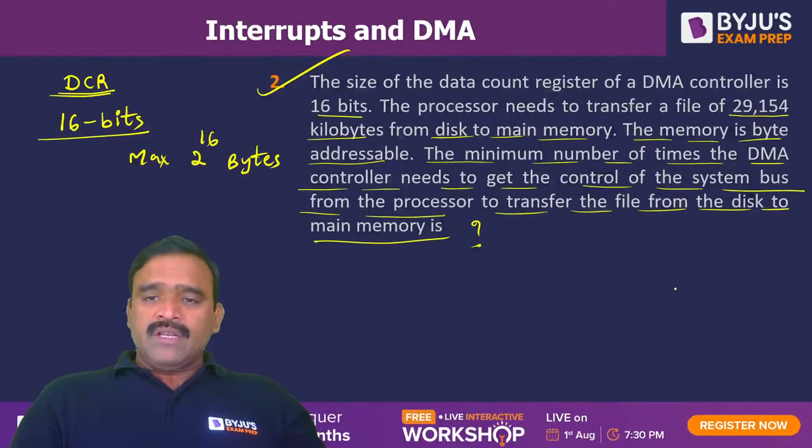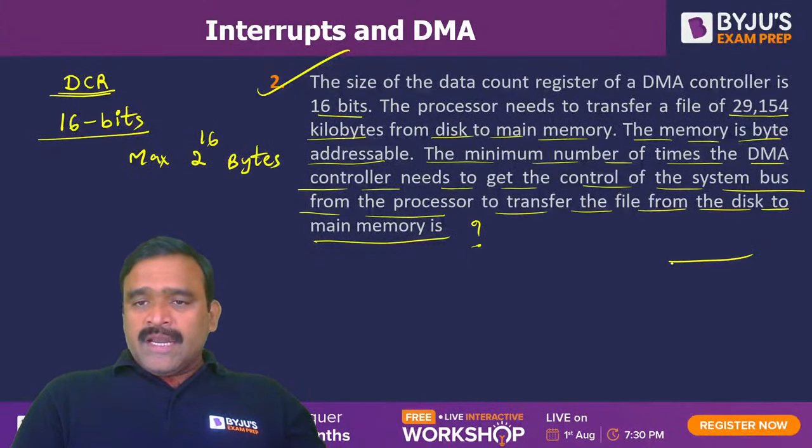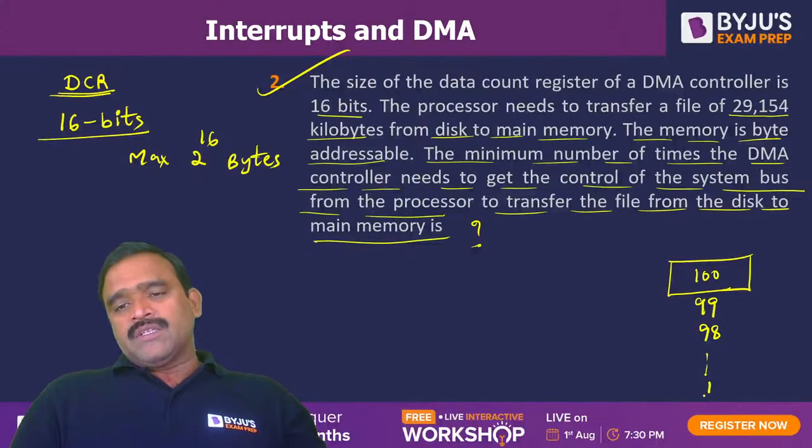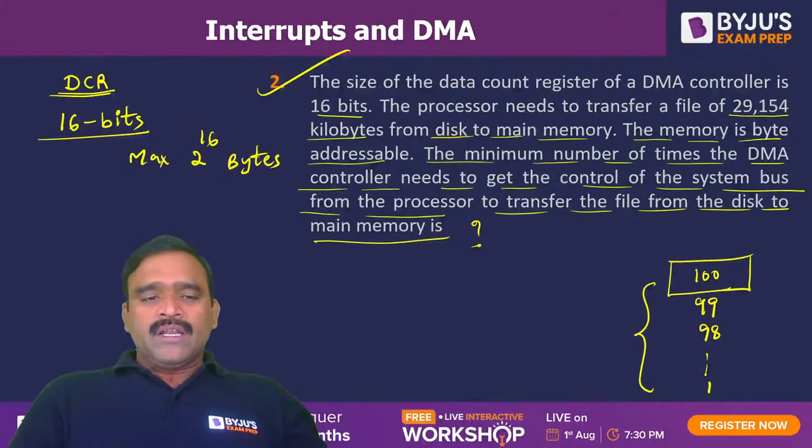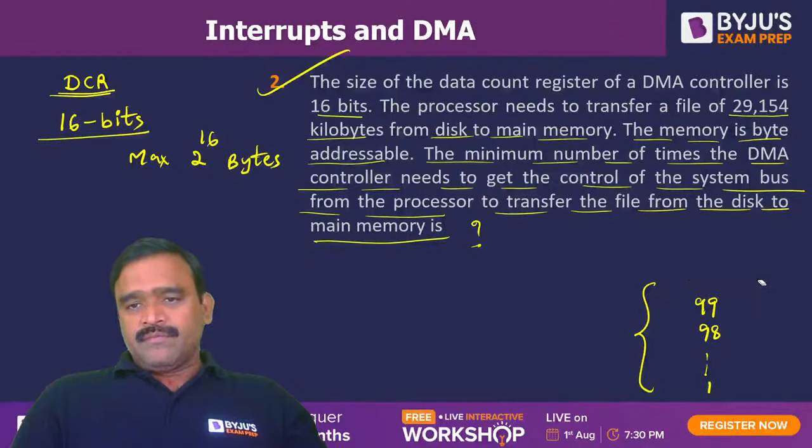So initially I will tell you an example. Let us suppose the data count register value is 100, for example. For every transfer of 1 byte, the count will be decremented. So it will become 99, next it is 98, and it will go up to 1, again 0. When the data count register comes to 0, all the 100 bytes have been transferred. So that is the criteria.